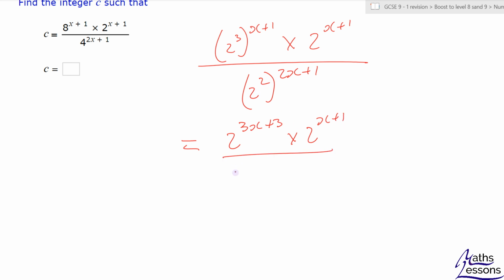All over, times these together. We get 2 times 2x is 4x. 2 times 1 is plus 2. So let's add these two indices together because we're multiplying. So we get 2 to the 3x plus x is 4x, 3 plus 1 is 4, all over 2 to the 4x plus 2. And as we're dividing, we're going to do this index minus this index. So we can see we're going to take this away, the 4x is going to cancel, and we're just going to be left with 4 minus 2, which is 2. And of course, that is equal to 4.